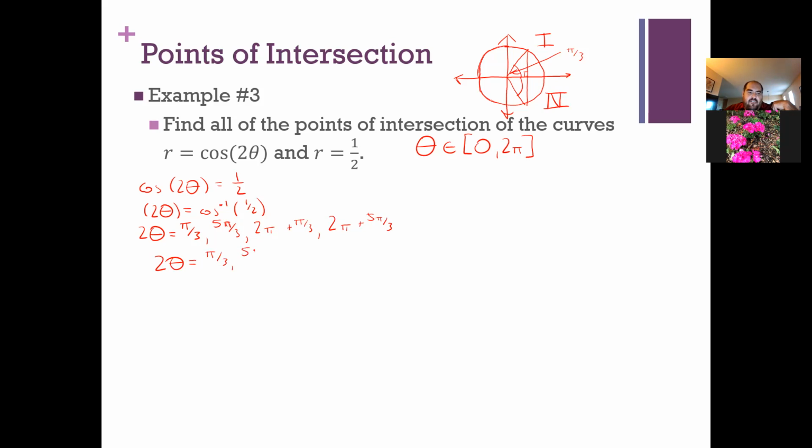So now I have this list: pi over 3, 5 pi over 3, 7 pi over 3, and 11 pi over 3. And my last step here is going to be to solve for theta. So cutting all these in half is going to give me pi over 6, 5 pi over 6, 7 pi over 6, and 11 pi over 6.